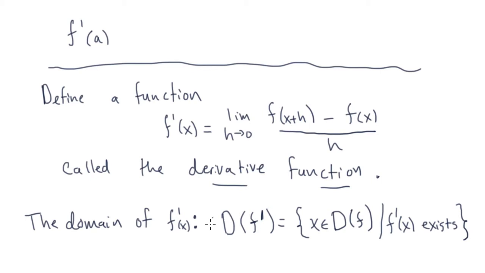And from this definition, it's clear that the domain of f prime is going to be a subset of the domain of f. So we're not going to have any new points. But in general, there are going to be points in the domain of f for which f prime of x does not exist. So really, this is going to be in general a strict containment. There are going to be points in the domain of f that are not in the domain of f prime.